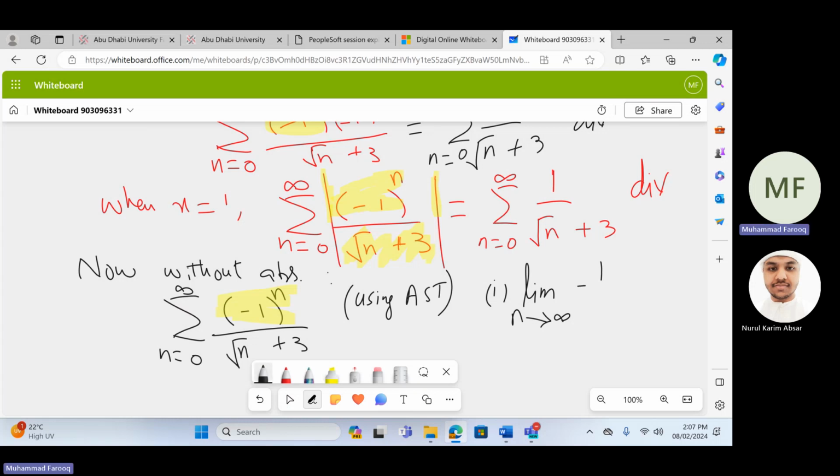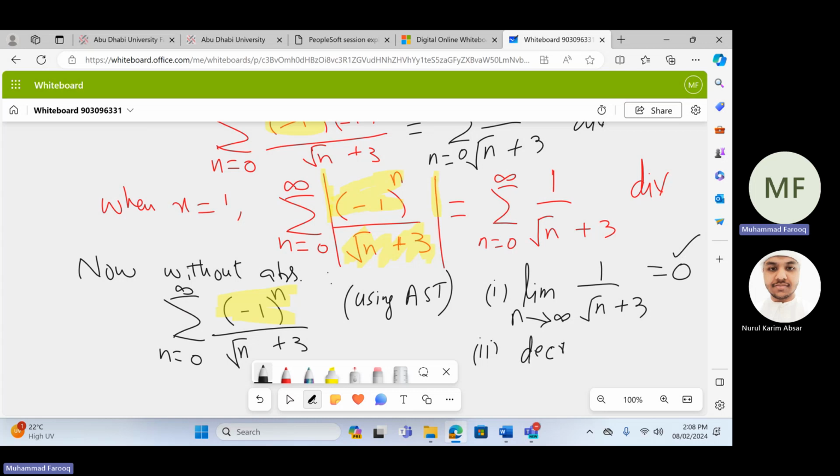So I have 1 over root n plus 3. Apply the limit here. What is the answer? The first condition is true. Now check decreasing. In this 9.7 question, I told you a shortcut for decreasing: we can specify it directly. If the next value is less than the previous, it is decreasing. Please check. So the second is also decreasing.